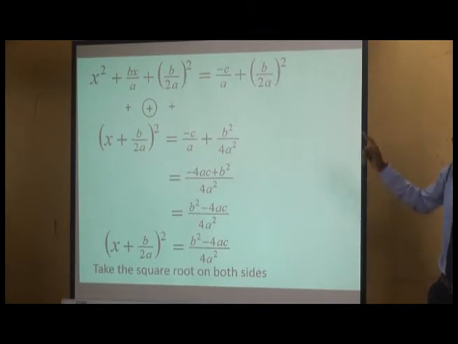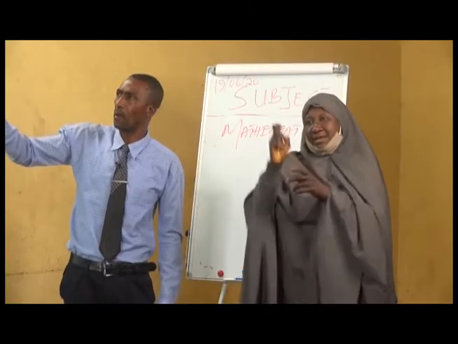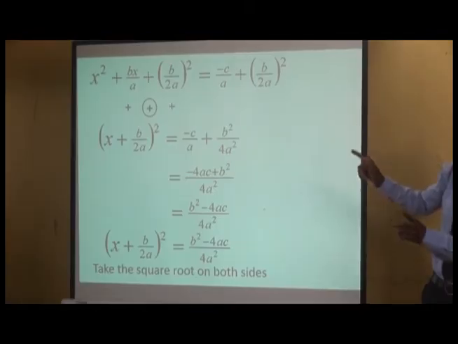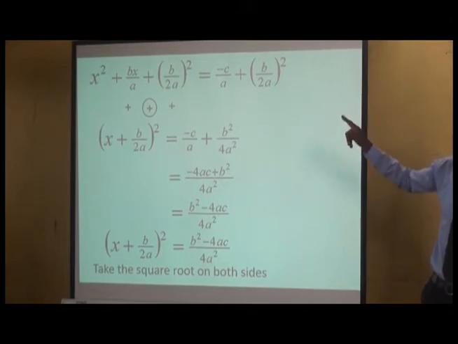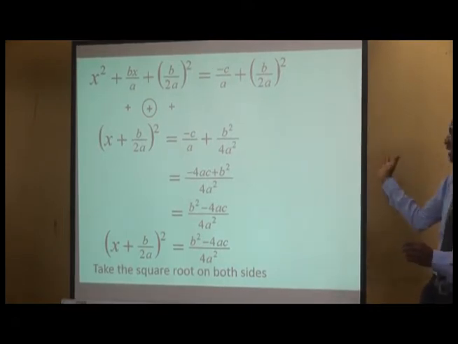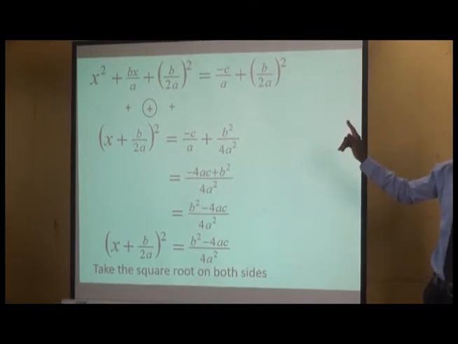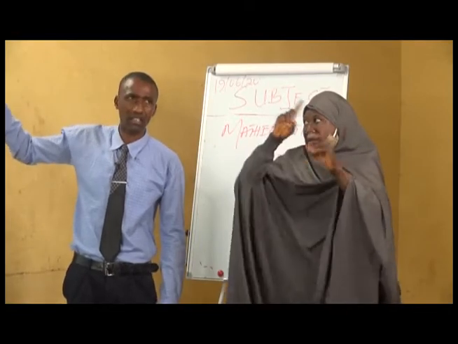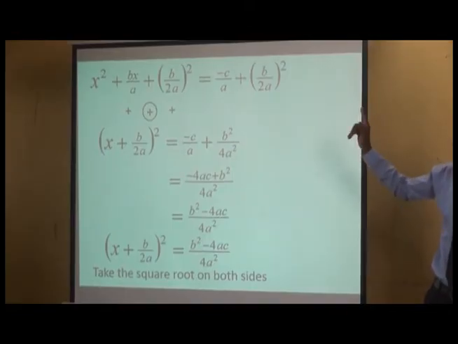that will give you x squared plus bx over a plus b over 2a squared equals, also add the same b over 2a squared on the right hand side. You are going to have minus c over a plus b over 2a all raised to the power of 2.